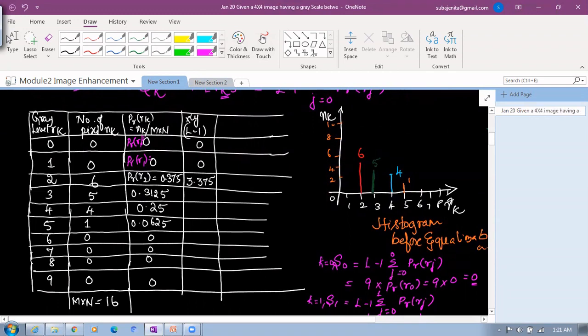Then let me multiply 0.3125 into 9. We get 2.8125. For the next case, 0.25 into 9, we get 2.25. And for the next case, 0.0625 into 9, it will be 0.5625. Finally, 0 into 9 is 0 for the rest of all the cases. And then let us calculate the running sum, that is finally SK.